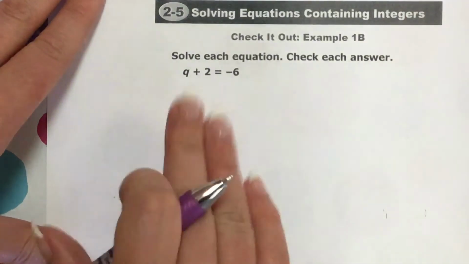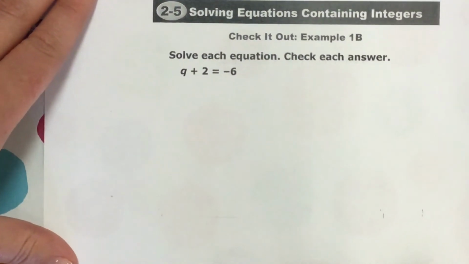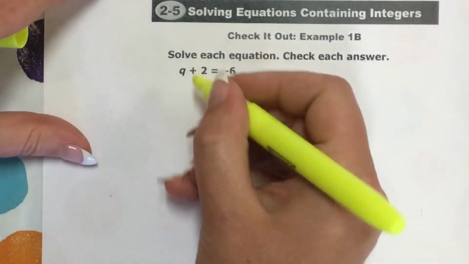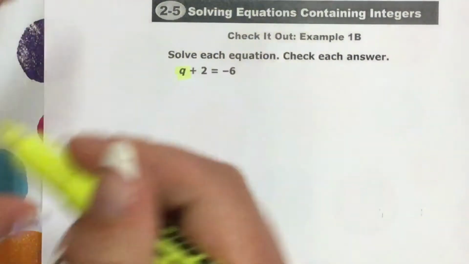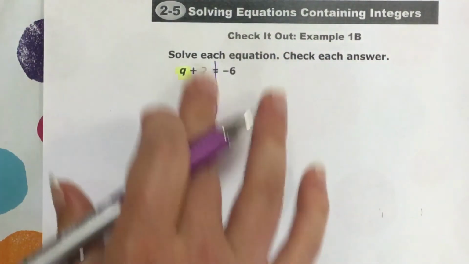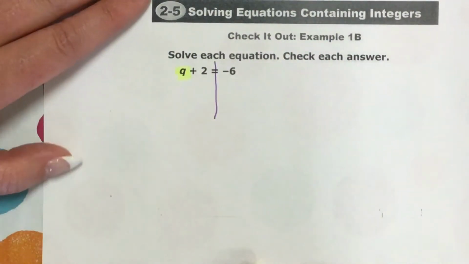Okay, let's go on to check it out, 1B. Let's see how you did. You should already have this problem worked out. So let's check and see how you did. Okay, we are trying to figure out what Q is. We need Q by itself. So it is the only thing on this side of the equal sign. But right now it's not.